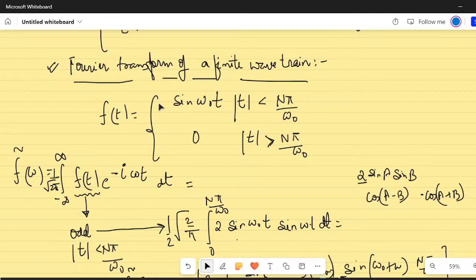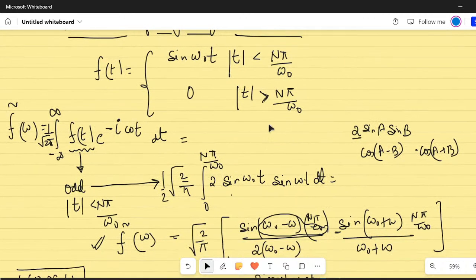So basically what I have done is I have clipped my sine function at some time, and beyond that particular period my function is simply 0. I have already stated that whenever your function is an odd function, the Fourier transform reduces to the Fourier sine transform, and the sine transform goes from 0 to infinity. But remember, from 0 to n pi upon omega naught your function is sine omega naught t, but beyond n pi upon omega naught till infinity it is simply 0, so this is not going to yield you anything. So this will be the final integration that you need to evaluate.